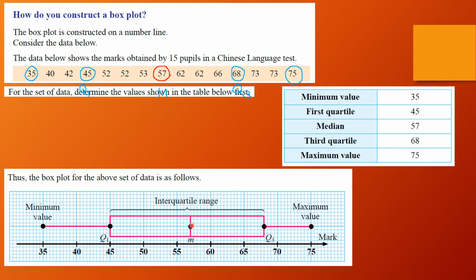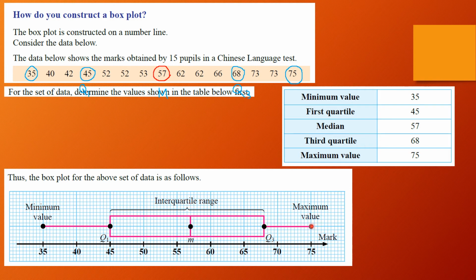Then you draw the median. Median is 57. 2 units represent 1, so 56, 57. Then you draw a line for the median. Please don't forget to put the dot. Make sure the dots are on the same line. Okay, all the dots are on the same line. Then after you draw this box, you draw the median.